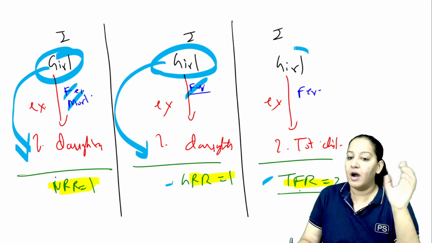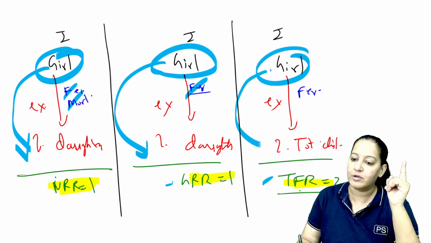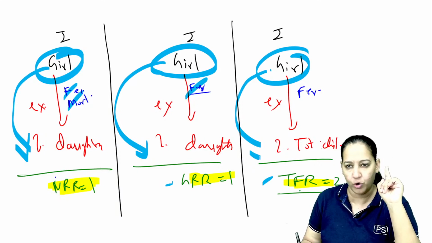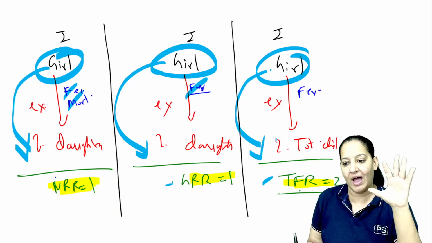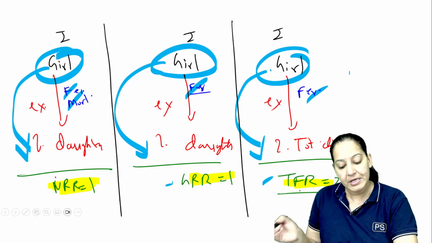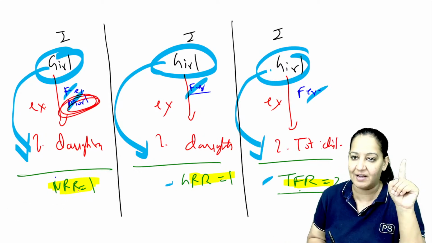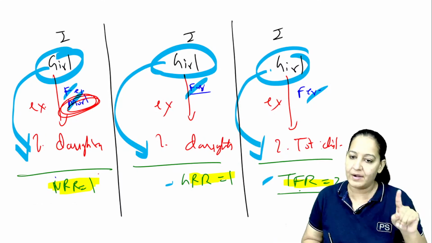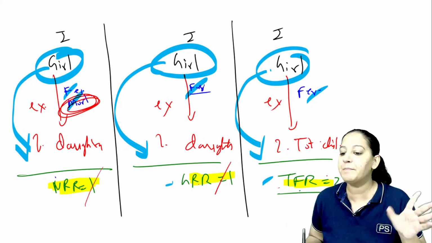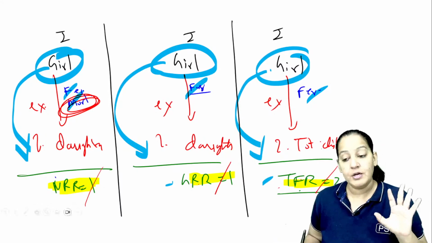And TFR: for a newborn girl, how many total children, sons and daughters both, is she expected to have in future if we apply only fertility? Among them, we are applying mortality in only one of them, that is NRR. Looking at this scenario, you understood NRR should be 1, GRR should be 1, but TFR should be 2. You got it? Now one more thing.